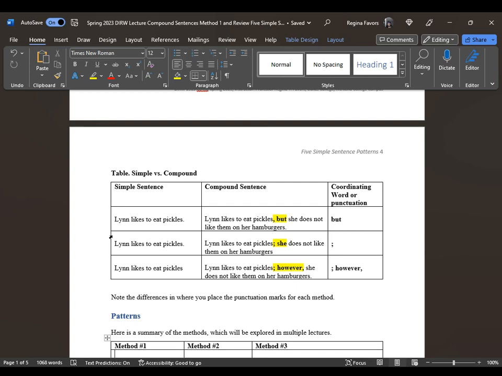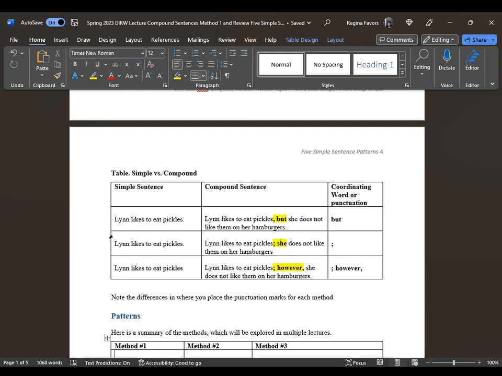We could add a semicolon. A semicolon is essentially whatever is on the right side of the semicolon is just an explanation of what was typed on the left side. Okay, and then the conjunctive adverb is sort of a much more professional way of adding to a sentence. So this is simple versus compound.